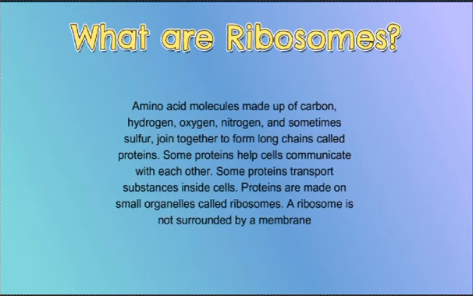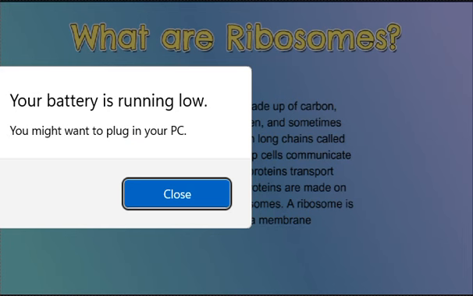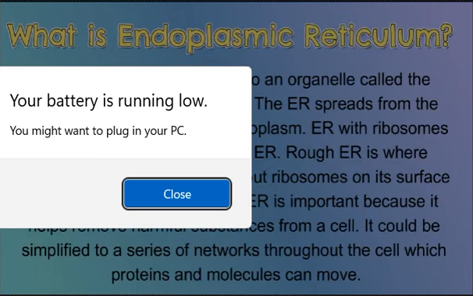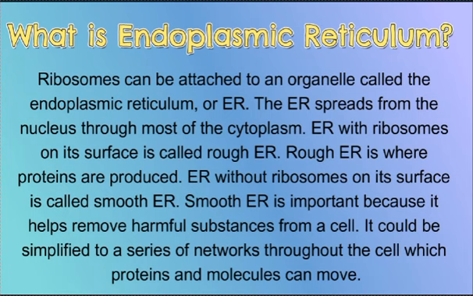Amino acid molecules, made up of carbon, hydrogen, oxygen, nitrogen, and sometimes sulfur, join together to form long chains called proteins. Some proteins help cells communicate with each other. Some proteins transport substances inside cells. Proteins are made on small organelles called ribosomes. A ribosome is not surrounded by a membrane. Ribosomes can be attached to an organelle called the endoplasmic reticulum or ER.